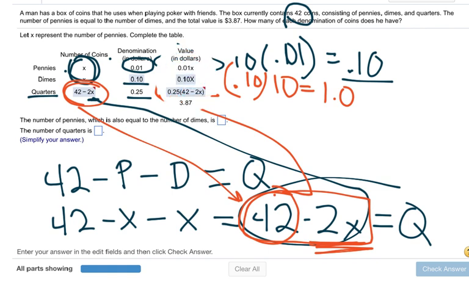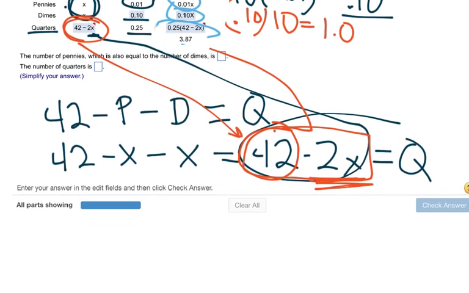Let's set up this information where we've got the actual value, because we do know the total amount of money in this whole problem is 3.87. So we know that if we know the amount of pennies, we would add that to the amount of dimes, and we would add that to the amount of quarters, and each of their values should add up to this 3.87. So we need to actually come up with an expression with that information.